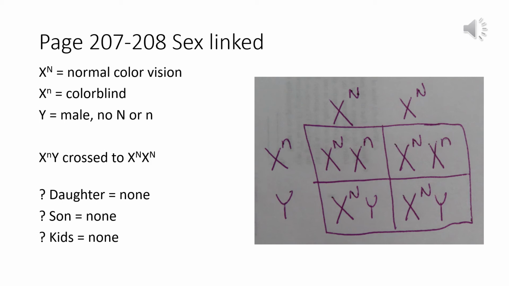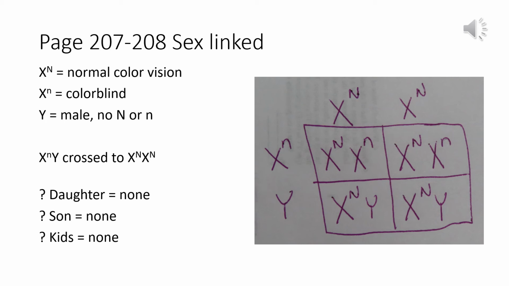Once you've filled in the chart, then we need to know about the probabilities. The question is going to ask what proportion of the daughters would be colorblind. Note that the first row does have two daughters who are heterozygous, but they've both got at least one big N, so they're both going to see normal color vision. So 0 out of 2 of the daughters would be colorblind.